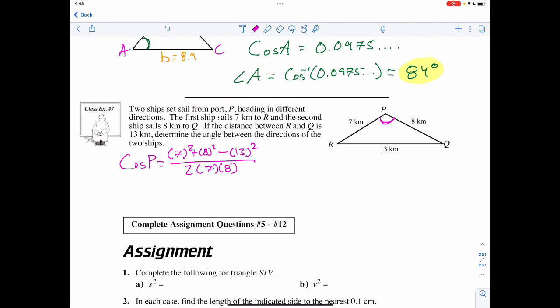So, cos of P is going to equal negative 0.5. P is going to equal cos to the -1 of negative 0.5, and that's going to give me 120 degrees.